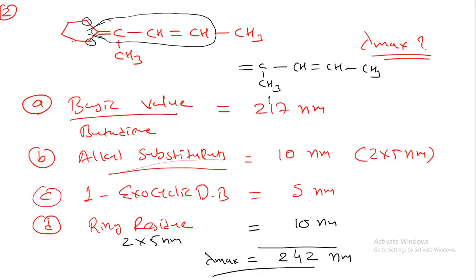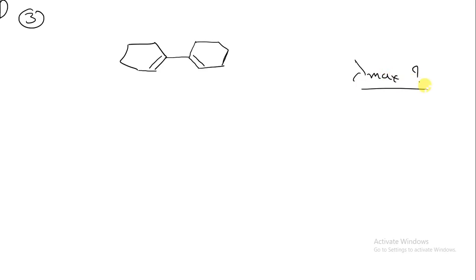Okay, now let us understand one more example for the better understanding of this concept, that is the ring residue. Now I am drawing one structure over here. Let's say one ring over here, and the second ring over here. Okay, now this is our structure. In this structure we have to calculate the lambda maximum. What will be the lambda maximum for this structure?